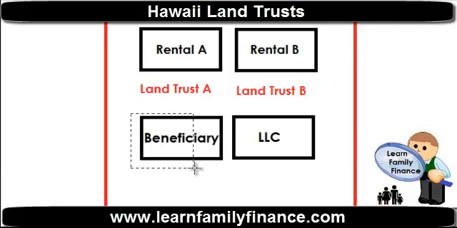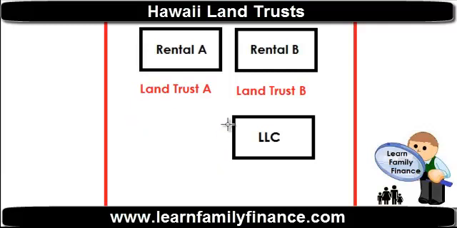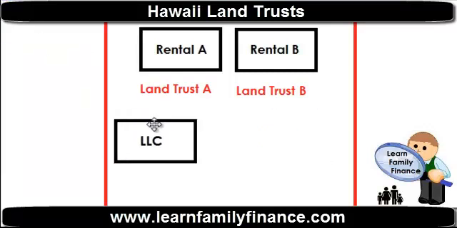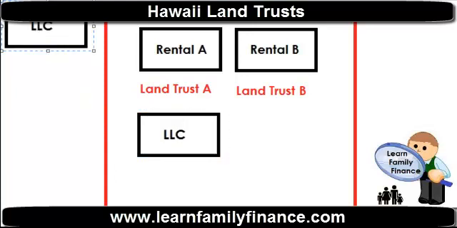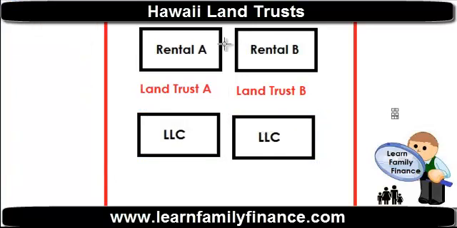Maybe even take it a step further so that the beneficiary has two different LLCs. It could have LLC A and LLC B. So let me just copy that down. It would look more like something like this, and so it would look like that.